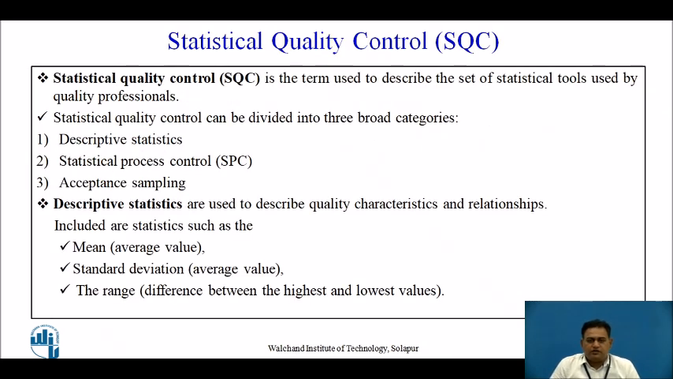Let's start with statistical quality control. It is a technique which is useful for the overall observation of the quality performance of the overall unit. Statistical quality control can be divided into three categories. Here, the first one is descriptive statistics. The second one is statistical process control.